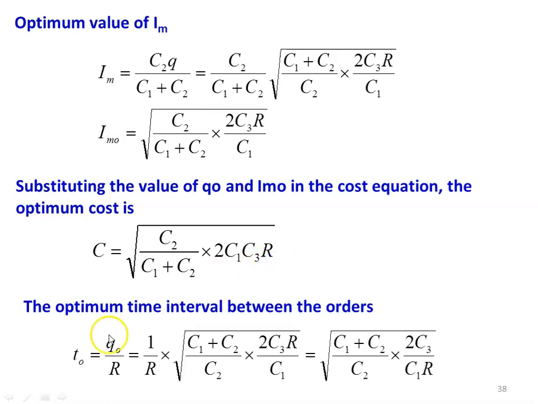The optimum time interval between the orders, TO equal to QO by R, which is 1 by R into the square root of C1 plus C2 divided by C2 into 2 C3 R by C1, equal to the square root of C1 plus C2 divided by C2 into 2 C3 by C1 R. So, TO equal to QO by R.